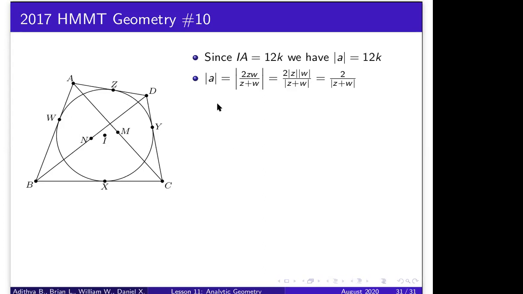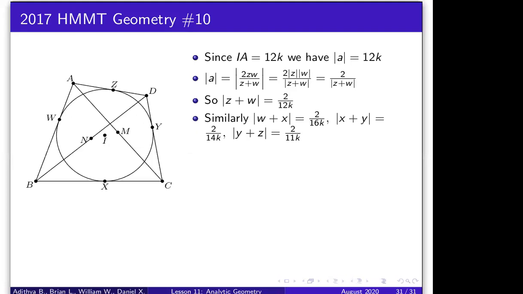Now we know the absolute value of A is 12K, so we can substitute it in and get the absolute value of Z plus W. Now we can get the absolute value of all the other quantities that appear in our final expression. So the absolute value of W plus X is 2 over 16K by using the value of IB. 2 over 14K comes from IC, and 2 over 11K comes from ID.